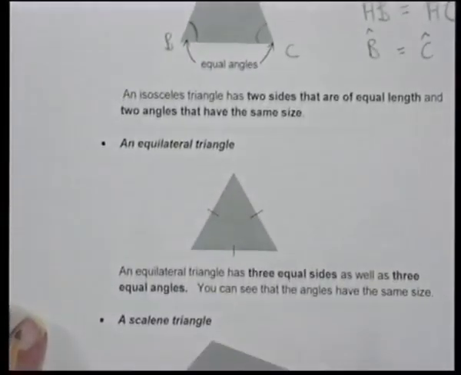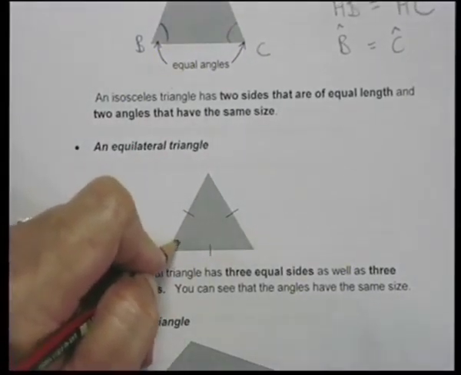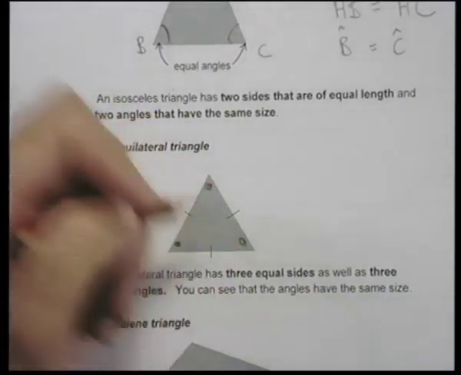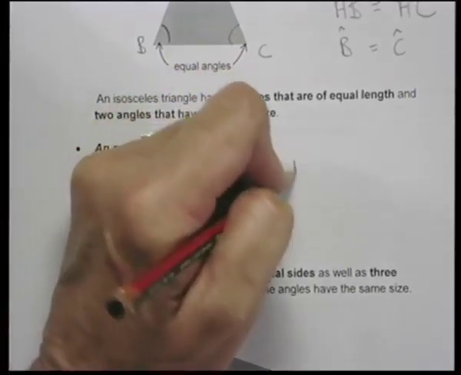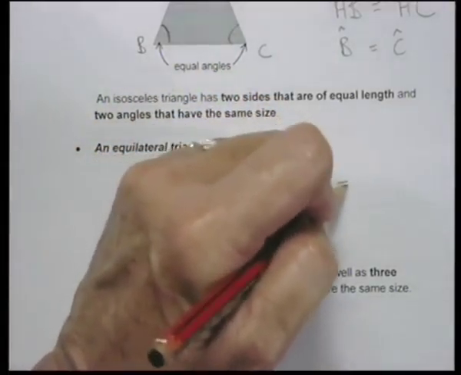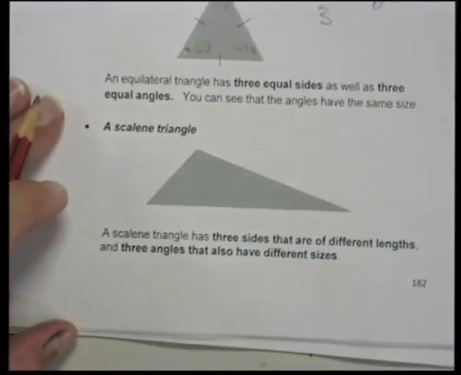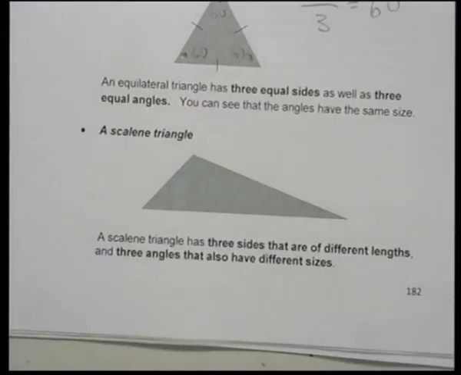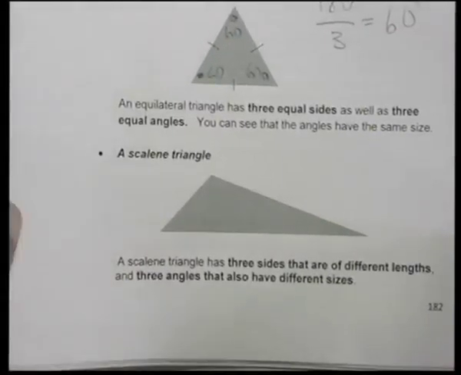The equilateral triangle, all the sides are equal and all the angles are equal. So all the angles must be 60 degrees. 180 divided by 3, so each angle will be 60 degrees. The scalene triangle has three sides that are of different lengths and three angles that also have different sizes. So everything is different, the sides and the angles.